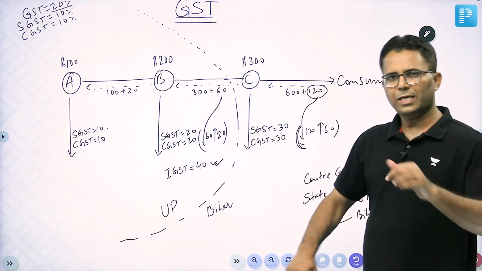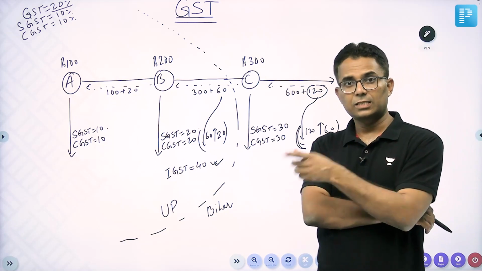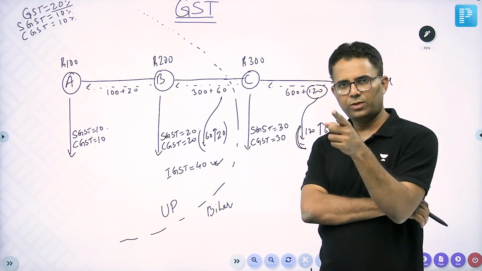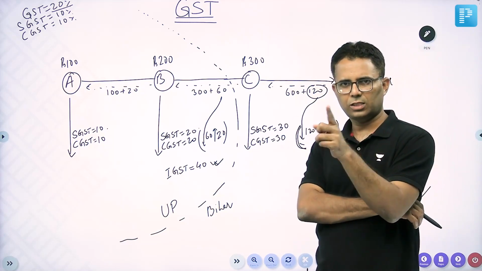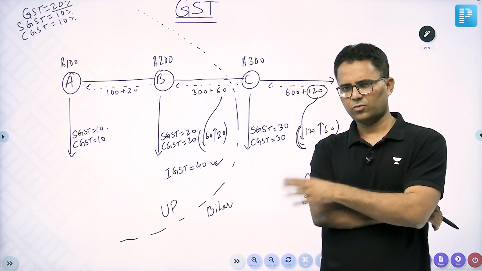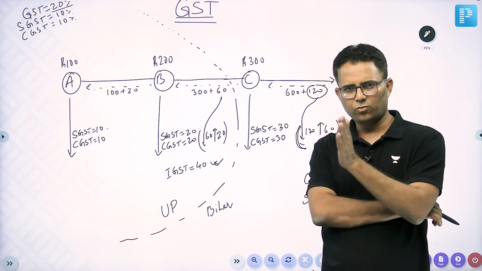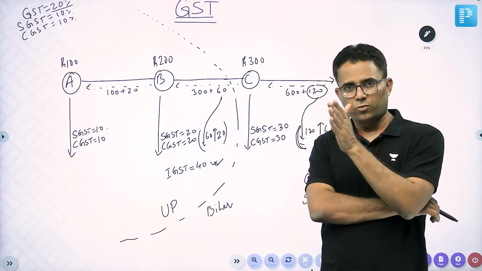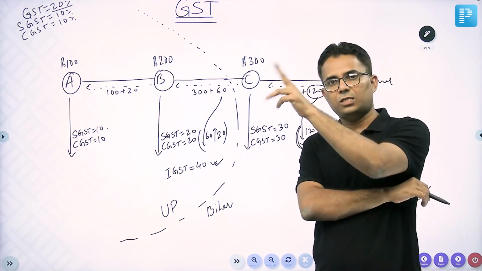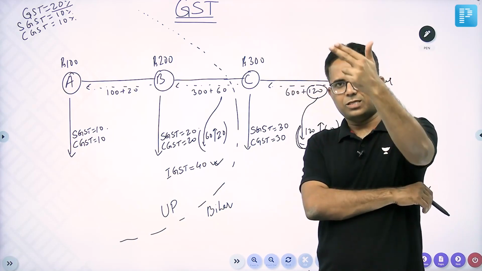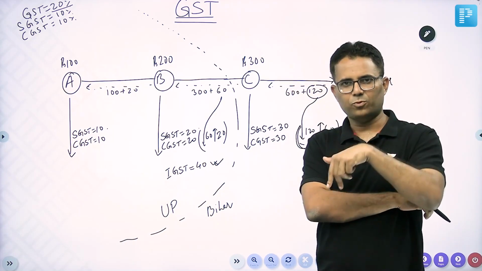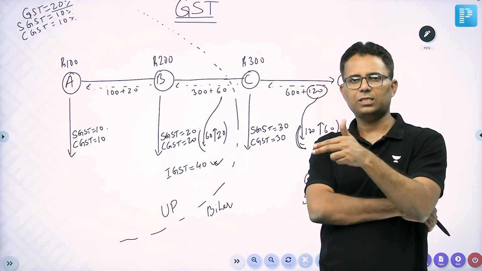Understood? So IGST, integrated GST, is levied. Only the center has the authority to levy IGST. Across the states, the center has jurisdiction from one state to another state. IGST is levied in 3 cases: from one state to another state, from one state to another country as export, and from another country to one of the states as import. In these 3 cases, IGST is levied.